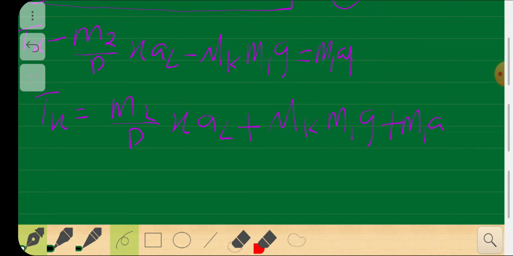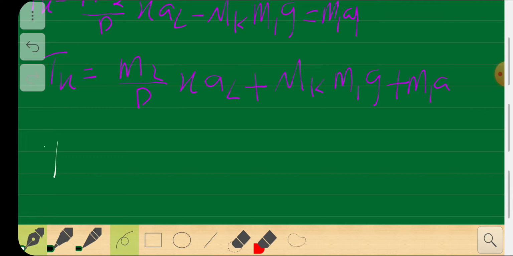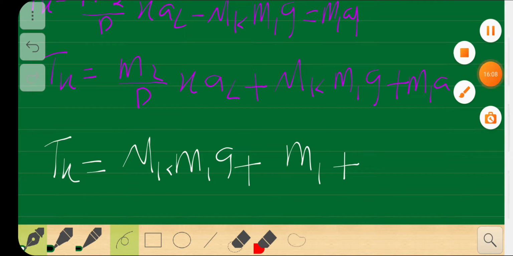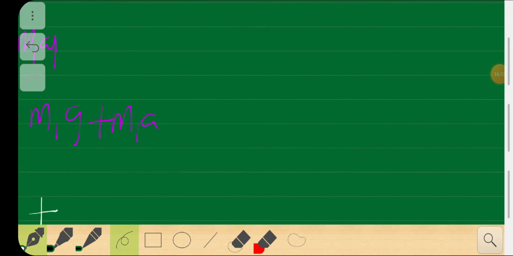Now let's simplify this equation, and I get Tx must be equal to mu k m1g plus, I'm taking m1 as common, m1 plus, I'm taking a outside. So I'm taking a outside because, see, why did I take a outside?